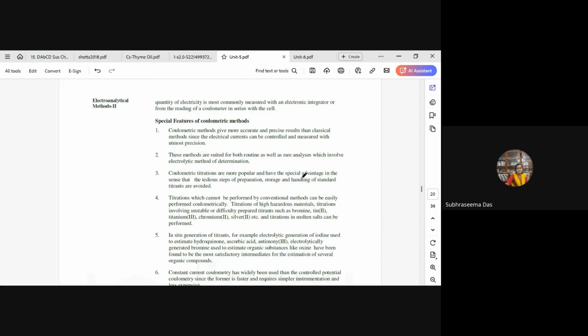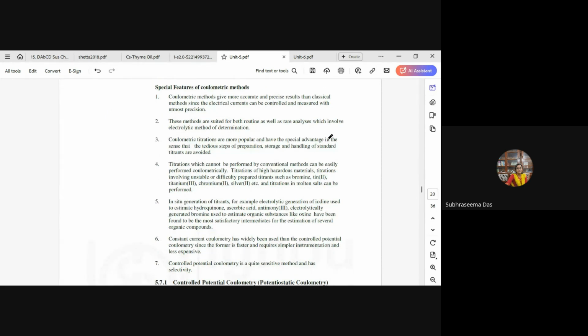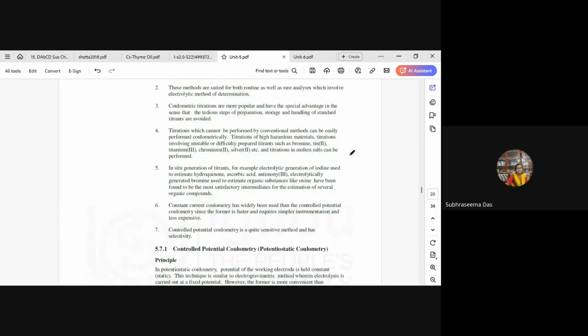Coulometric methods give more accurate and precise results than classical measurements. These methods are suited for both routine analysis and rare analysis. Coulometric titrations are more popular and have a special advantage because of their storing and handling process. The titrations which cannot be performed by conventional methods can be easily performed with the coulometric process. There is in situ generation of titrants, which helps in easier estimation of organic substances like oxime and others.